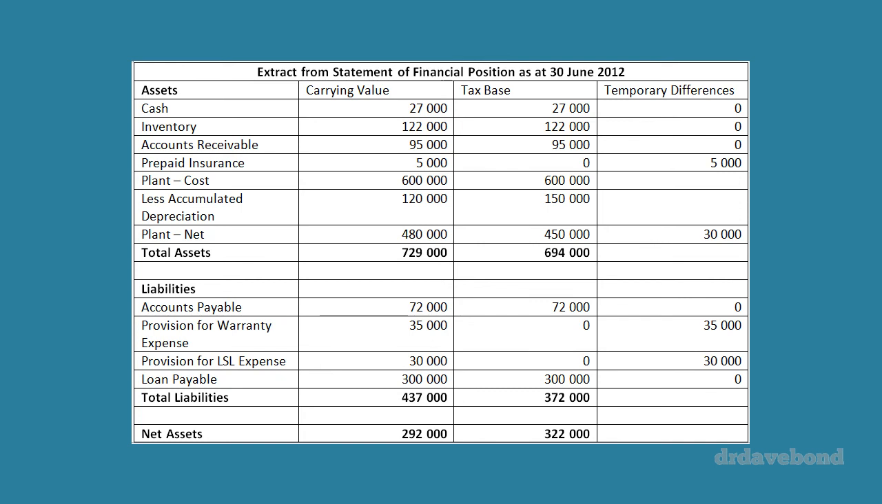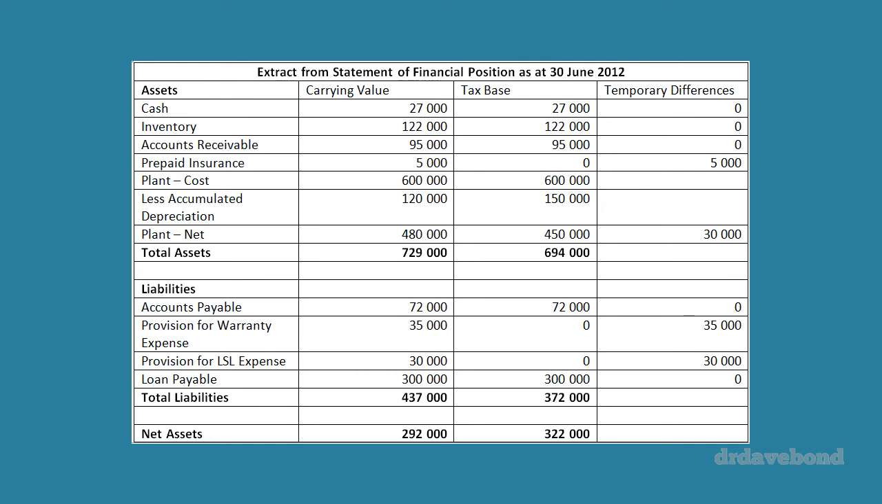For both the provision for warranty and the provision for long service leave, that 35 and that 30 picks up that we expect to get $35,000 and $30,000 of deductions in the future, which means it's 35,000 minus 35,000, the tax base is 0. It's 30,000 minus 30,000, the tax base is 0. The temporary difference then becomes 35,000, temporary difference 30,000, and we put in the tax bases, we put in the temporary differences.